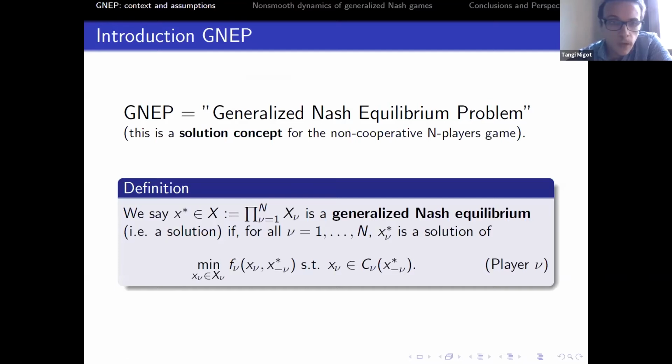And our definition is very standard. Then x star will be a GNE if x star nu is a solution of the nu-th optimization problem. So x nu is the strategy of player nu, and x minus nu is the vector of all the other strategies.